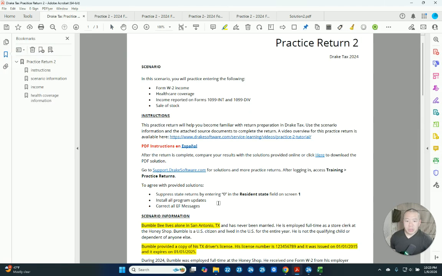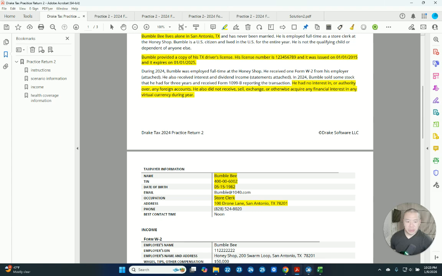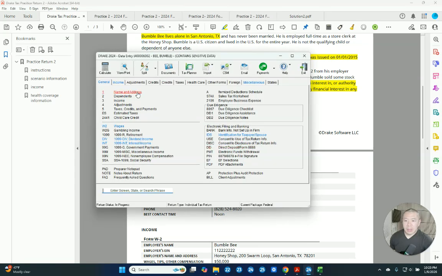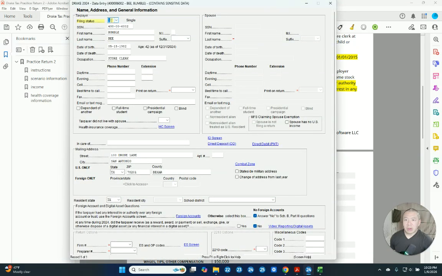So always start here with the client information. They are single. Social information, their birth dates from the tax organizer, their store clerk, no foreign bank accounts, no crypto transactions. Here's their address. Resident state is Texas.